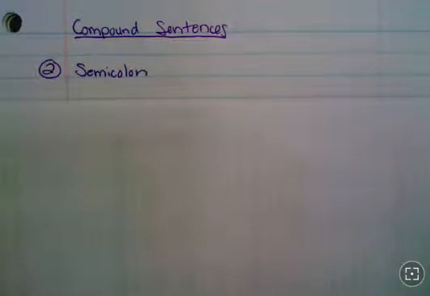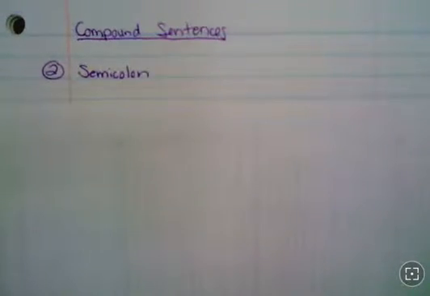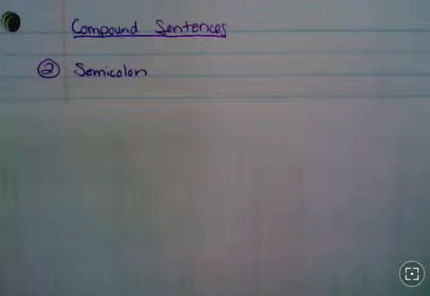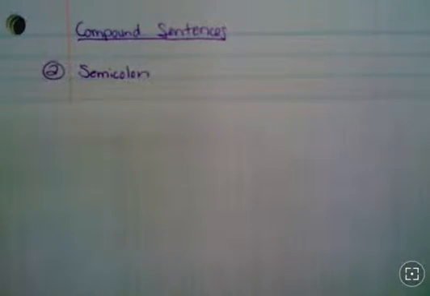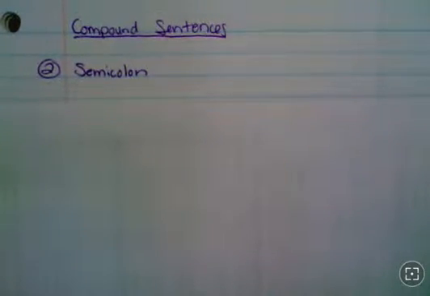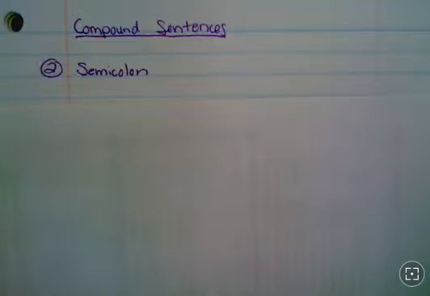Continuing our look at compound sentences, we're going to be looking at a semicolon. Remember that compound sentences join two independent clauses or two complete sentences together with some type of glue. In this particular case, we're going to look at the semicolon as our glue. So this is pretty straightforward.